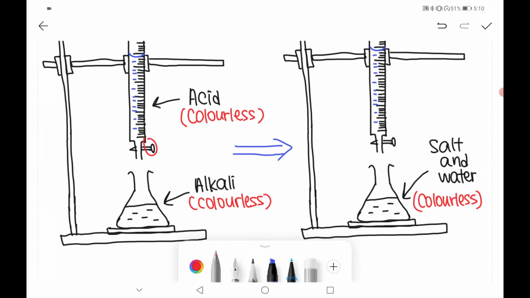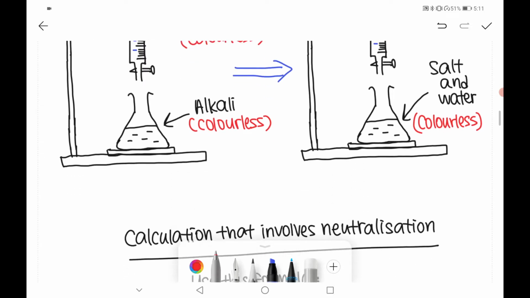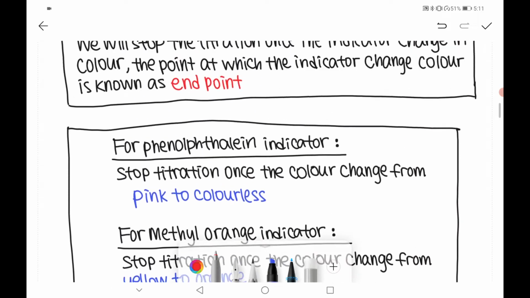Imagine this. You open the valve, you open the tap, acid goes in. When the acid goes in to mix with alkali, after 30 minutes, everything is colorless. After 1 hour, still colorless. After 1 day, everything is still colorless. So we never know when the titration has ended, because everything is colorless. So cannot. That's why we need to use indicator.